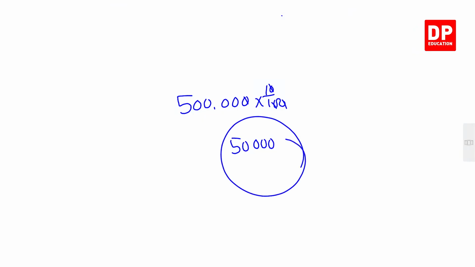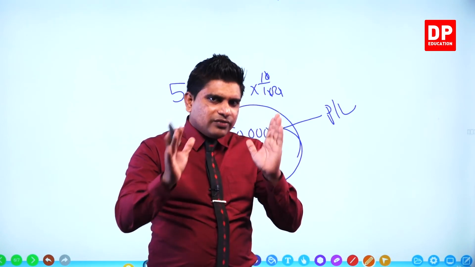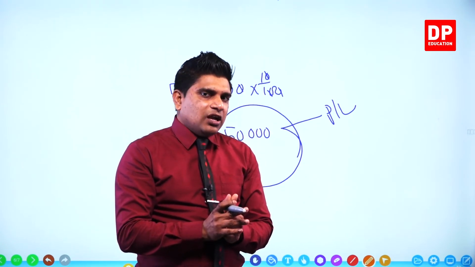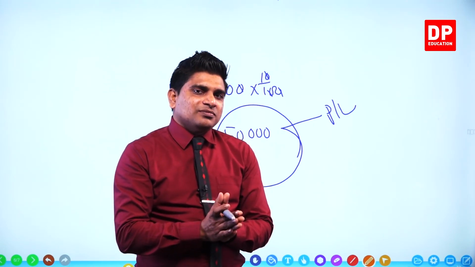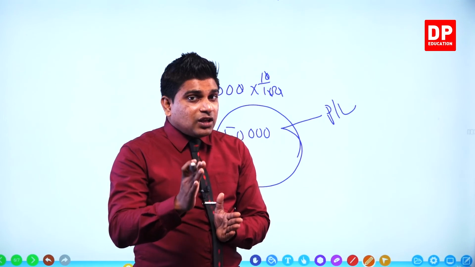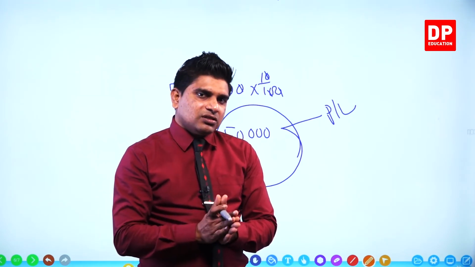Remember, you write this in the profit and loss statement, don't think twice. This is this year's depreciation. Don't think about the given depreciation inside the trial balance for now, right? Later we have to consider it. 50,000 you must write in the profit and loss statement.